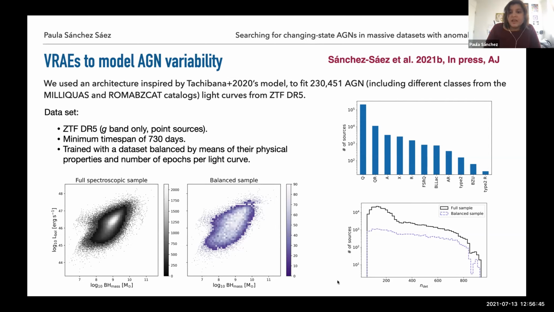And also, in order to avoid any correlations between the latent space attributes and the length of the light curve, we balance the data set by the number of epochs per light curve. And this is more discussed in the paper, but you can see this is crucial to do anomaly detection with these kind of techniques. And to train the model, we are using mostly regular quasars, but to test the algorithm, we are also including other classes like blazars and host-dominated AGNs.